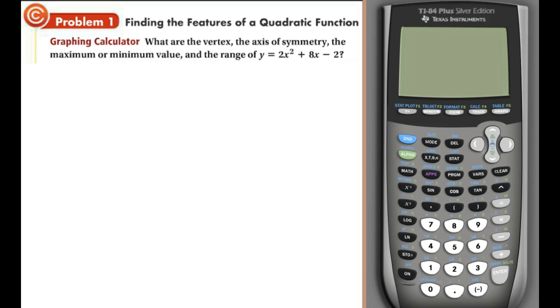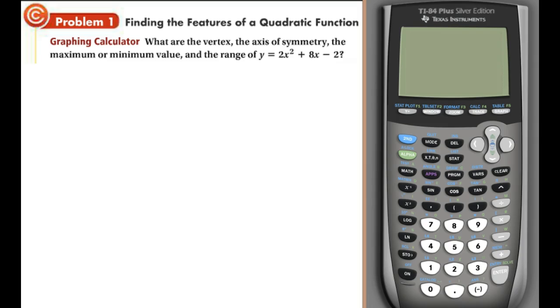In example 1, we're going to talk about the features of a quadratic function when given the equation, and we're going to be using our graphing calculator to help us do this. It says, what are the vertex, axis of symmetry, the maximum or minimum value, and the range of the equation y equals 2x squared plus 8x minus 2. And remember, f of x and y stand for the same thing. So in this case, we're using y.